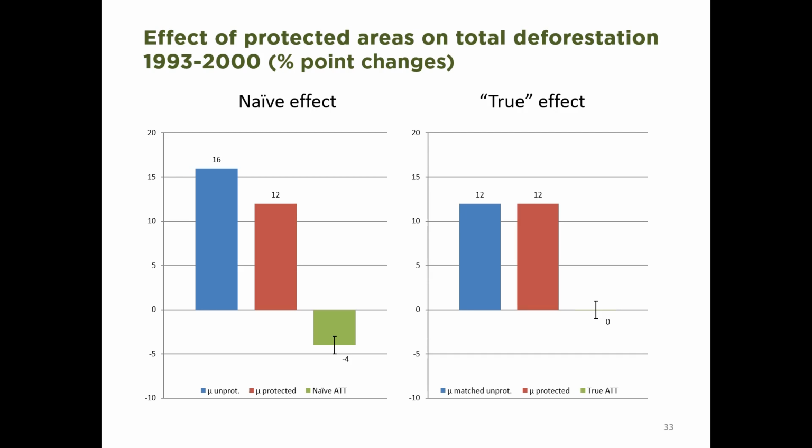And as you can see, the average rate of deforestation on those types of sites was 12% during this period, which is the same rate as inside of protected areas. So using this method, we conclude that paper parks during the 1990s in Mexico, on average, didn't affect deforestation.